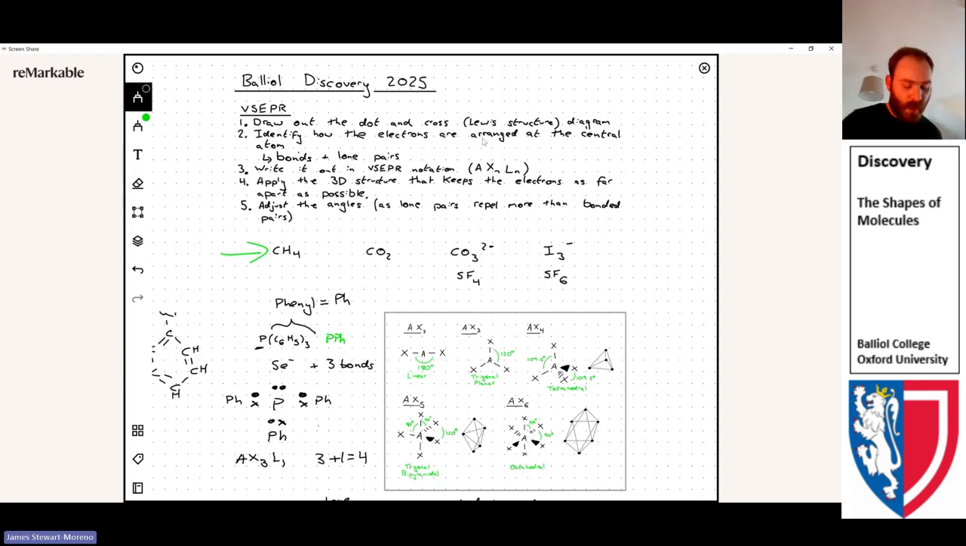Would double bonds work the exact same way? So the shape of molecules is to do with the areas of electron density. So for the sake of VSEPR, yes, a double bond acts in the same way that a single bond would. I hope that answers your question as well.